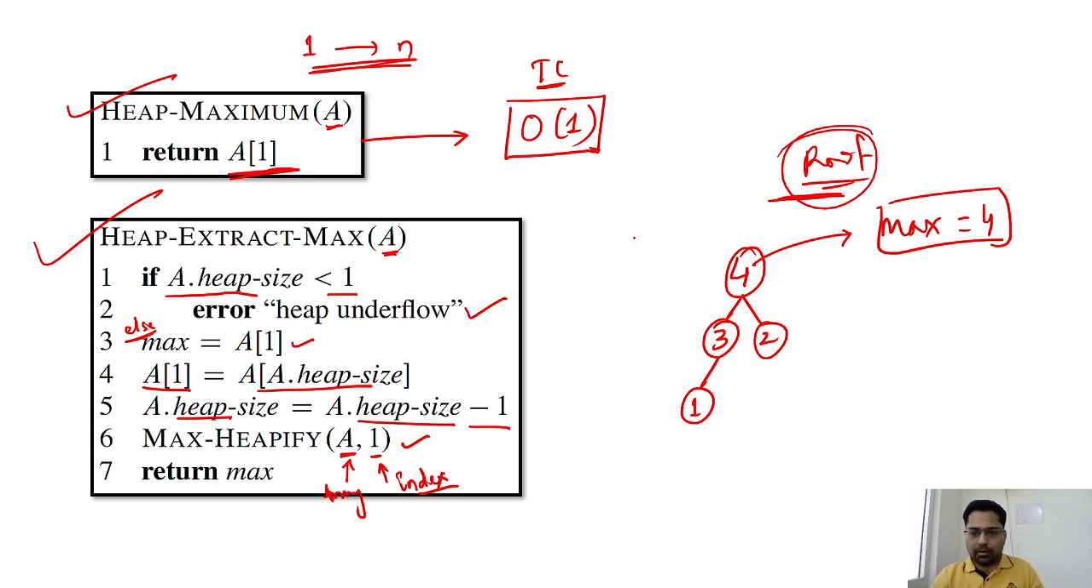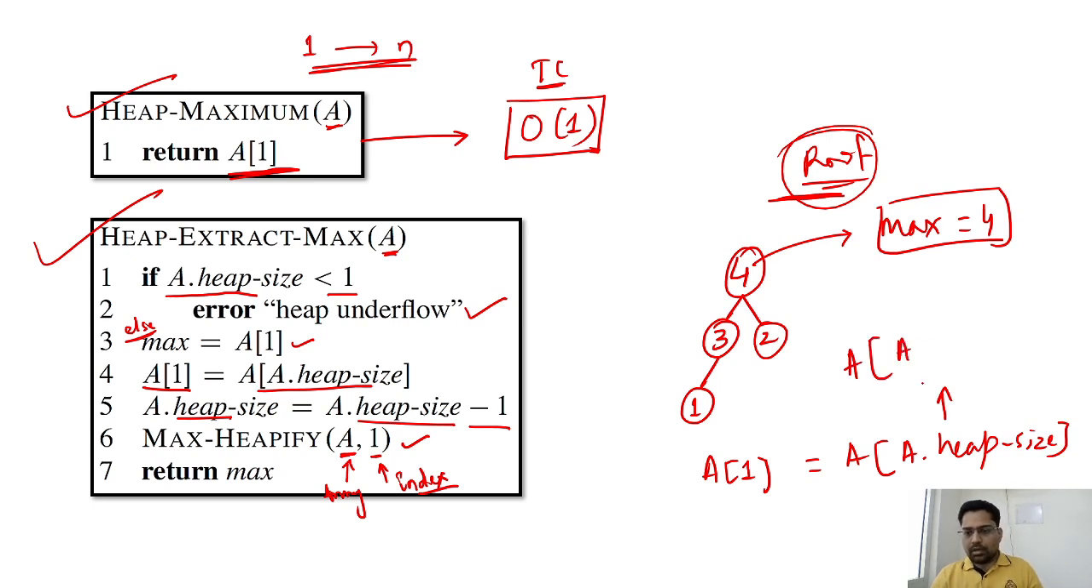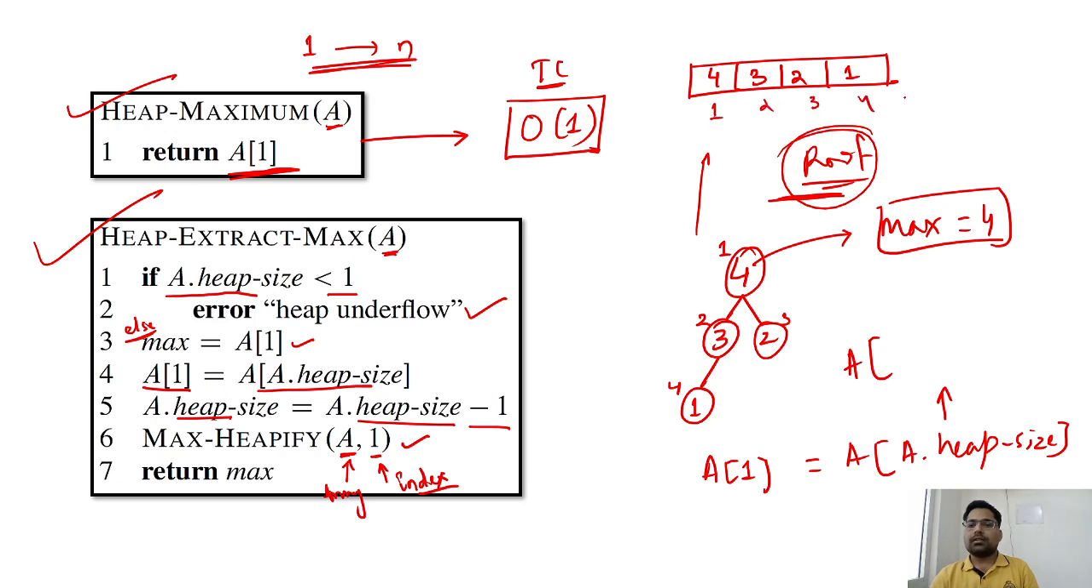What type of changes? Now A of 1, I'm just writing it here, A of 1 is equal to A of heap size. Heap size, it is written heap size, means it could be written like A of heap size is this. This is 1, 2, 3, 4. These are the indices. Why? If you want to represent it in an array format, it could be seen like 4, then 3, then 2, then 1. Okay, so it is the first index, second index, third, and fourth index.